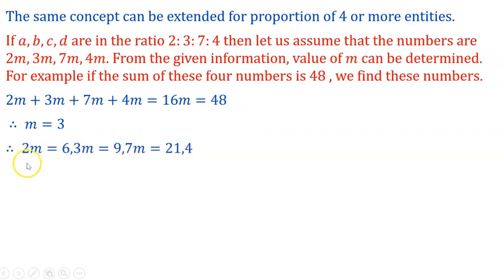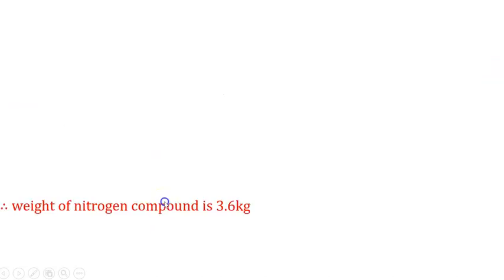Now next, therefore 2m is 2 into 3, which is 6; 3 into 3 is 9; 7 into 3 is 21; 4 into 3 is 12. In this way 6, 9, 21, 12 are the numbers whose sum is 48.